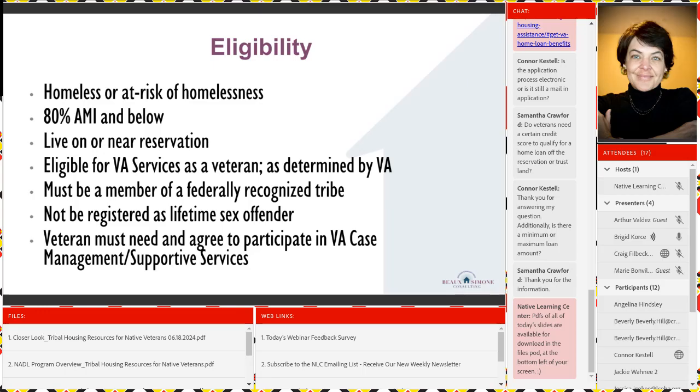They need to be eligible for VA services as a veteran, and that's determined by the VA. The VA did require that the person be honorably discharged in the very beginning of this program, but there are other discharge statuses that are now eligible under the Tribal HUD VASH program. And so it's important that we let the VA go through their determination process rather than housing screen people for eligibility.